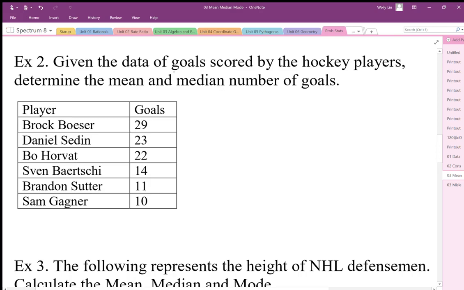median number of goals very easily because we just take the middle guy here. Okay, so that represents my median. When it's all lined up in order, the median is nice and easy to find. It also asks you to find the mean.